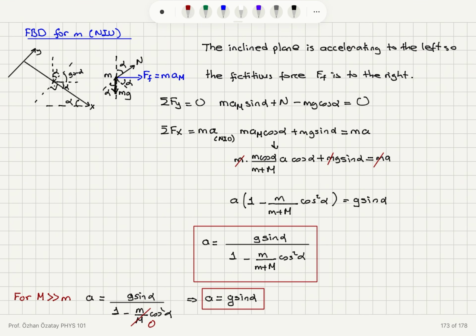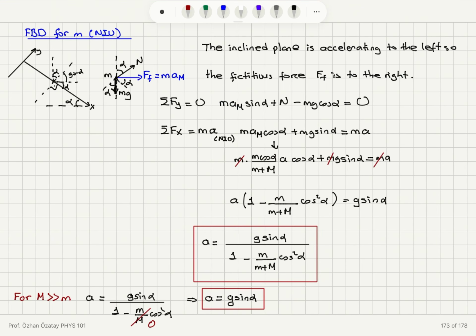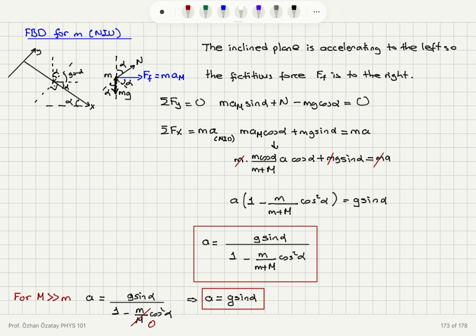So knowing this relationship, I turned to the free body diagram of m in the non-inertial reference frame, and to do this easily, I have redefined my x and y axis. This is the y axis, normal to the surface of the wedge. The x axis is parallel to the surface of the wedge. And I identified the forces on m to be the normal force, the contact force, mg, the weight, and the fictitious force, which is the mass m times acceleration of capital M.